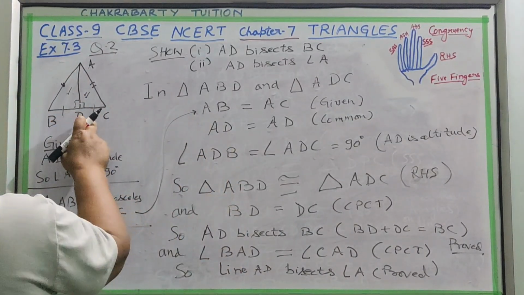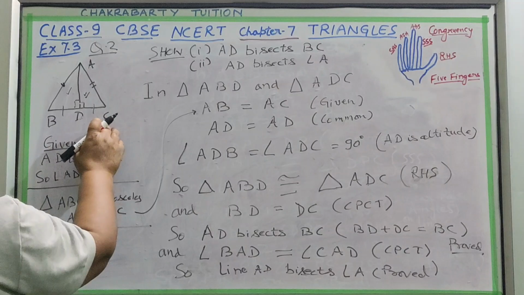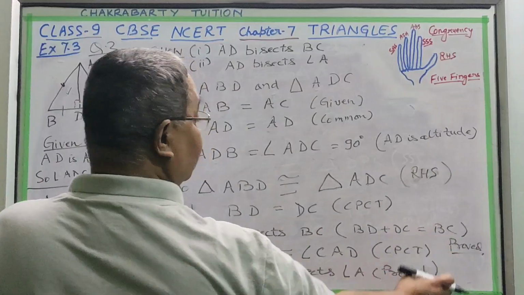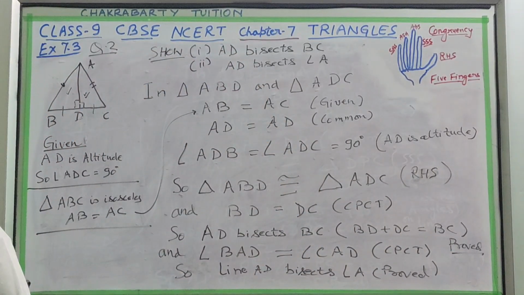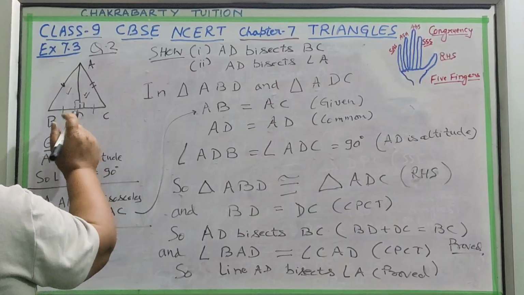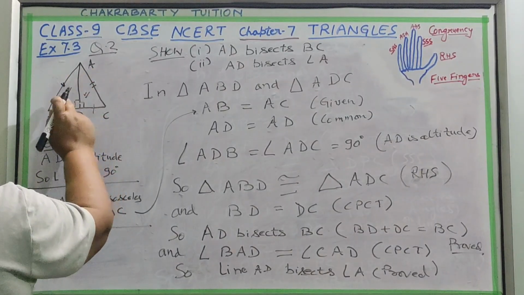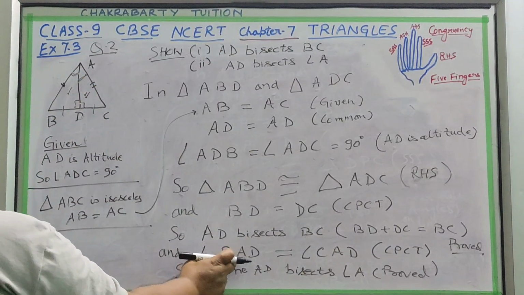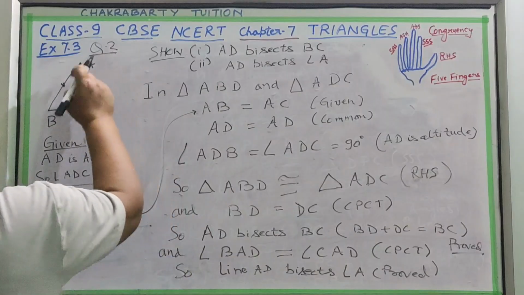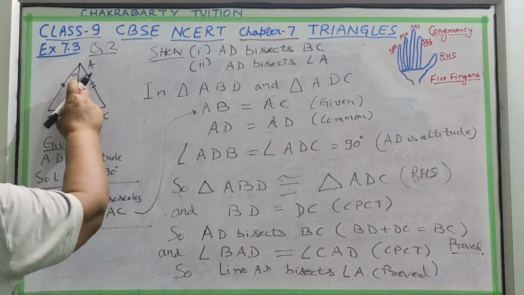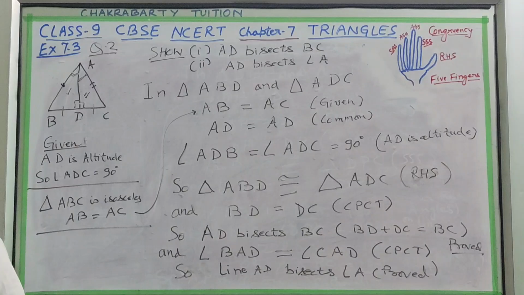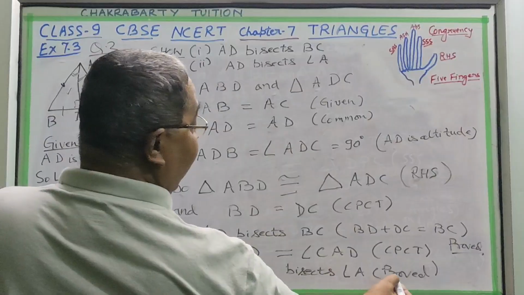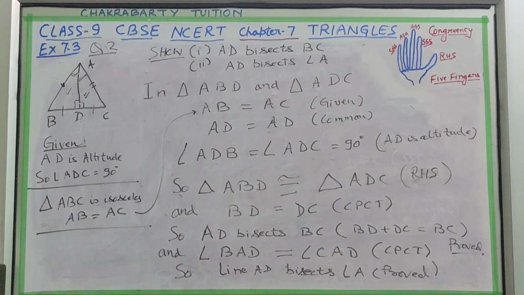So if these two are equal, it means AD line is bisecting line BC, because BD plus DC, both lines equal BC. So one part is proved. Now the second part: AD bisects angle A. As these two triangles are congruent, this angle and this angle will also be equal. It means angle BAD will be equal to angle CAD. When these two angles are equal, it means the angle is bisected, and bisected by the line AD. That's why we have written line AD bisects angle A, and it is proved. So question 2 is over.